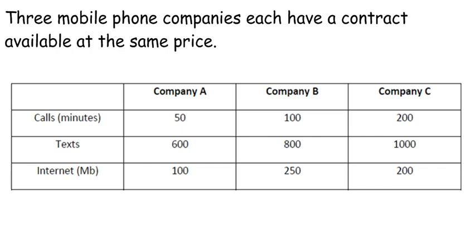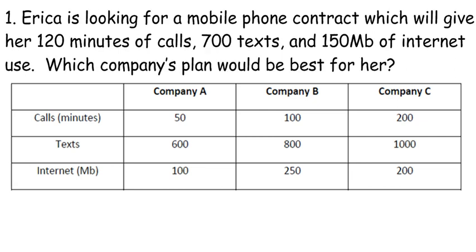Okay, and it's important that they are talking about being the same price, because if they weren't the same price, if for example company A was charging you £10 and company C was charging you £50 a month, it's not as easy to compare them. So to make this a bit simpler and more accessible, we're just going to say that A, B and C are all charging the same price for this mobile phone contract. Okay, so we'll look at our first example.